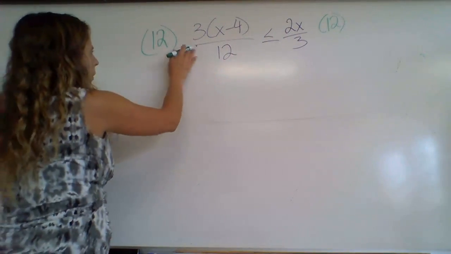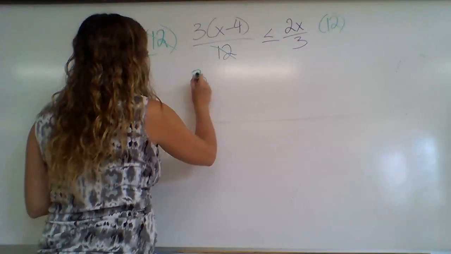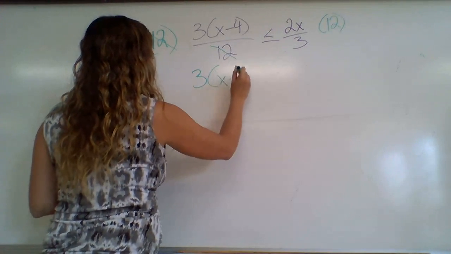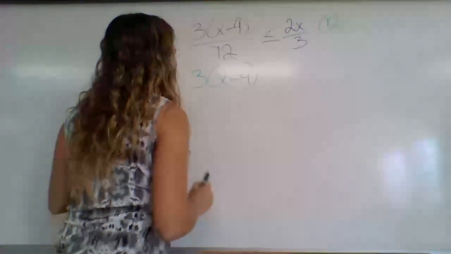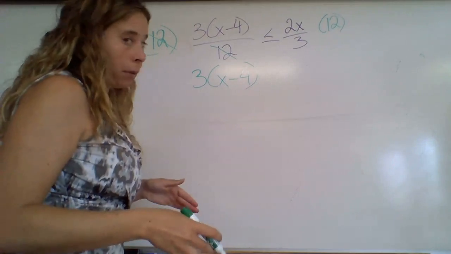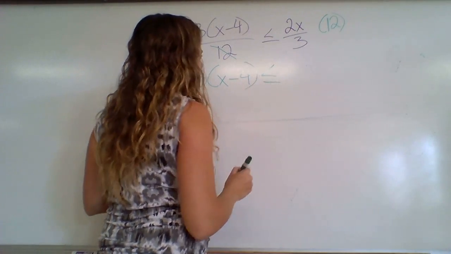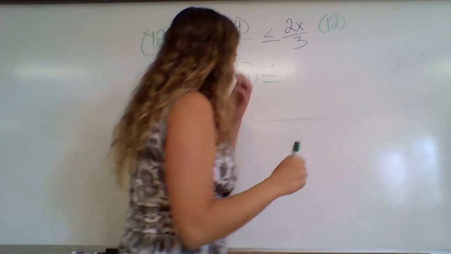So my 12s over here cancel. So on this side, I'm just left with 3 times the quantity x minus 4. And then I'm going to rewrite my sign. Did I multiply or divide by a negative number? No. So it just stays the same. Less than or equal to. And then over here, I'm multiplying by 12.